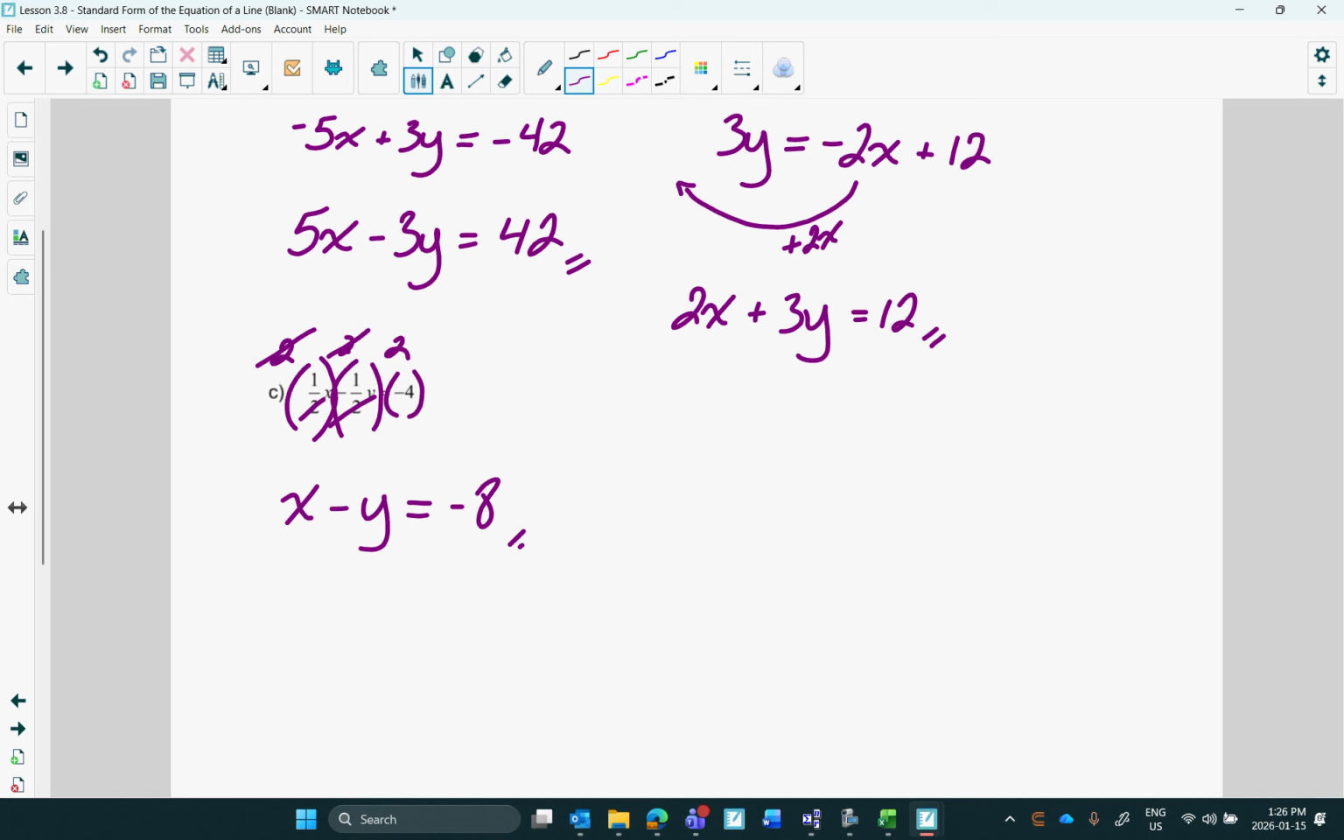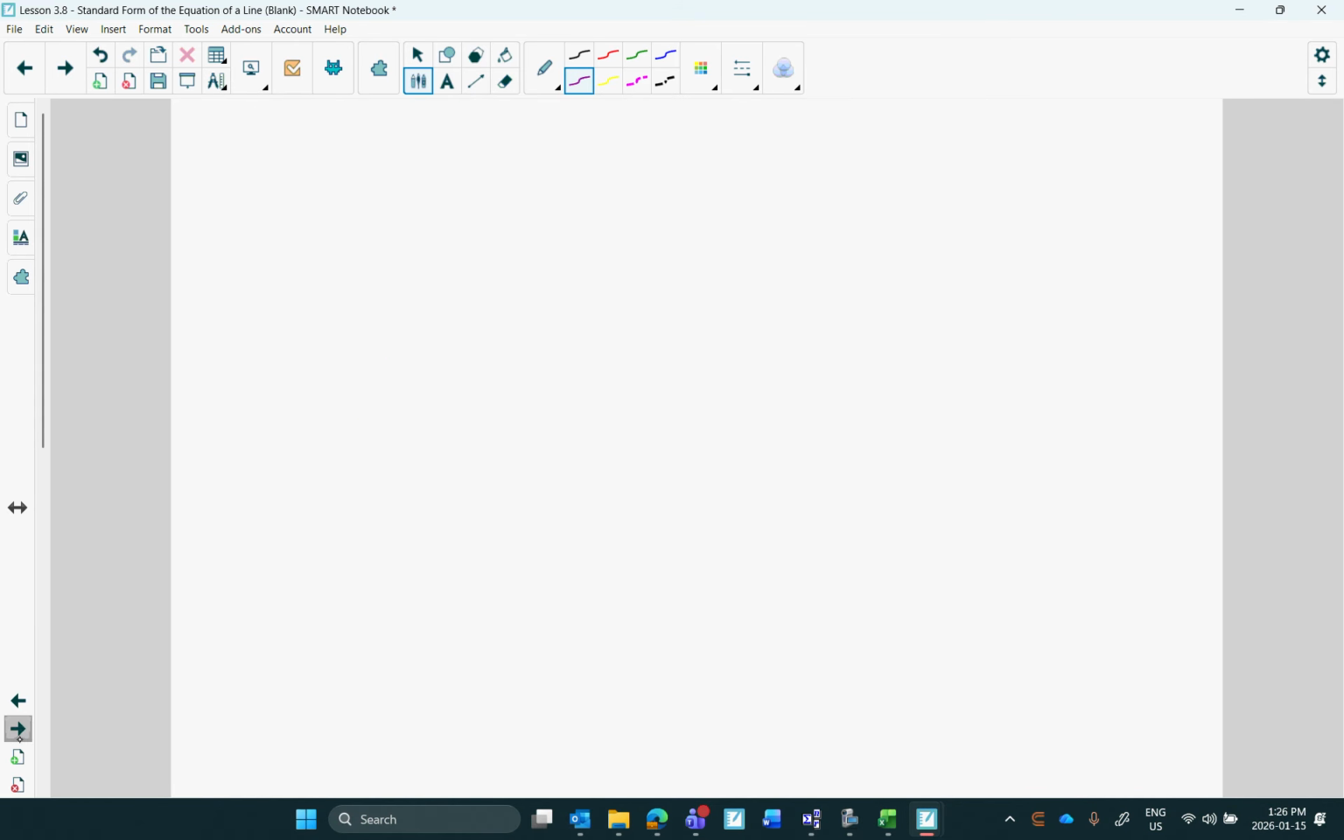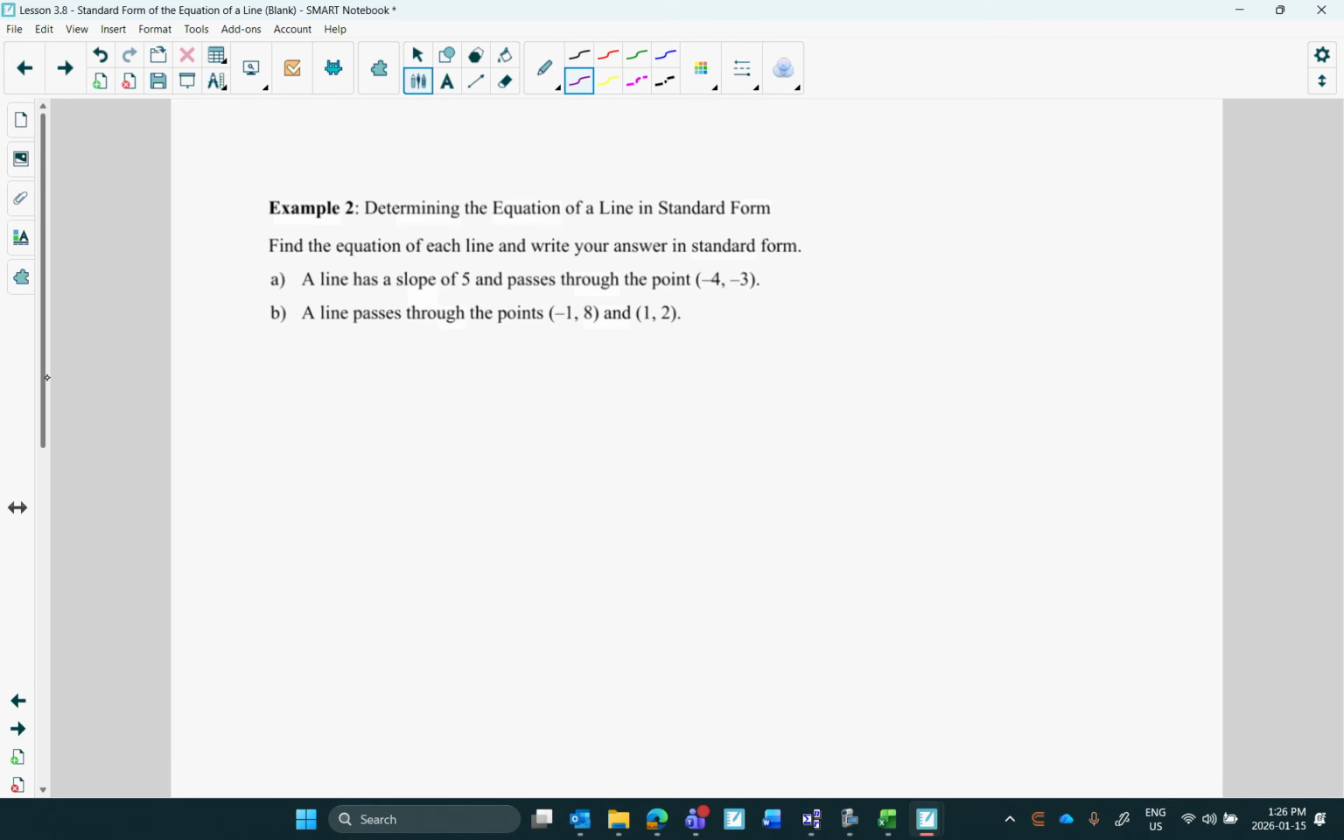And then just to wrap up, because we're not going to do the last example of this lesson, I'm not going to worry about that one. But let's do these two.